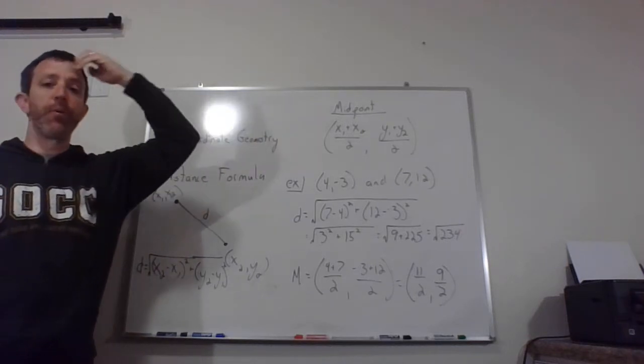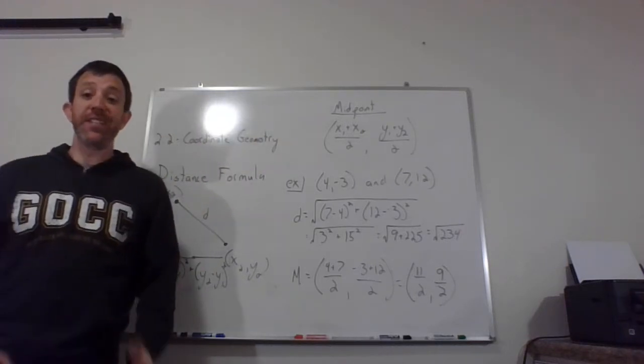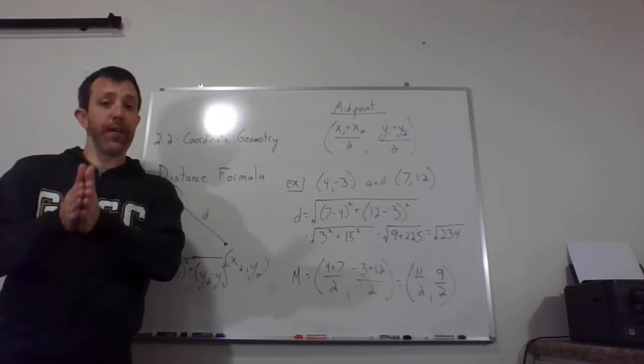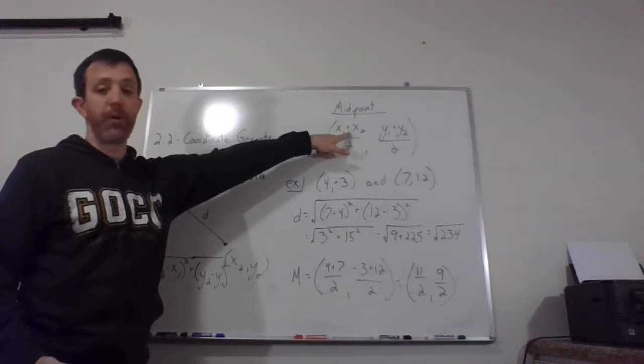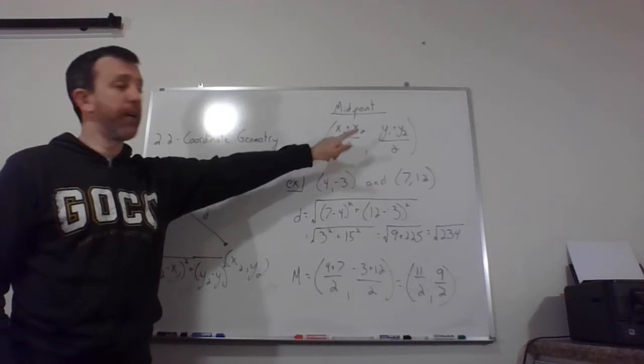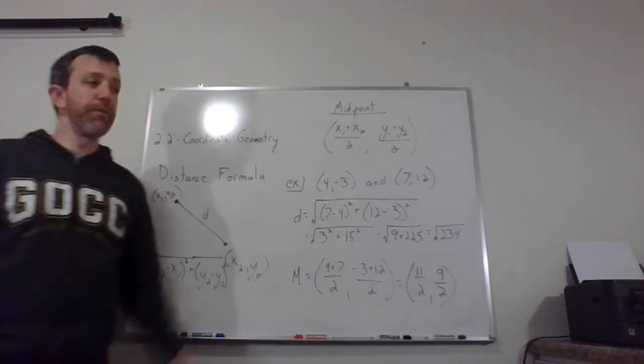But first, let's talk about midpoints. A midpoint is basically two averages. You're going to average your x-coordinates, and you're going to average your y-coordinates. So the midpoint is (x1 plus x2) divided by 2, and (y1 plus y2) over 2.